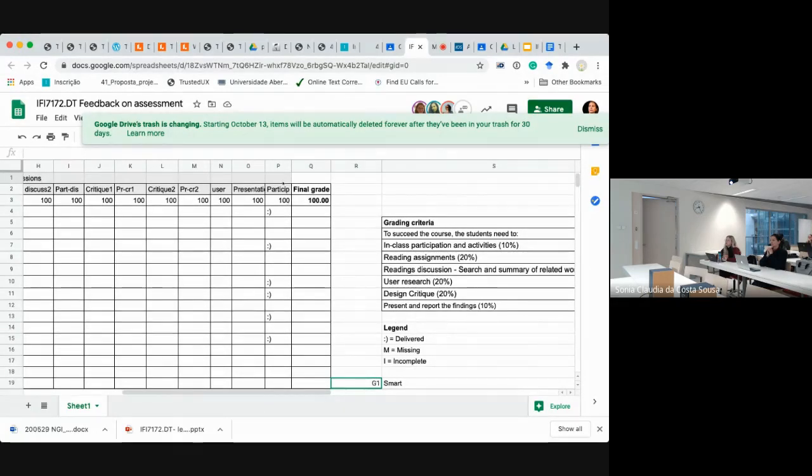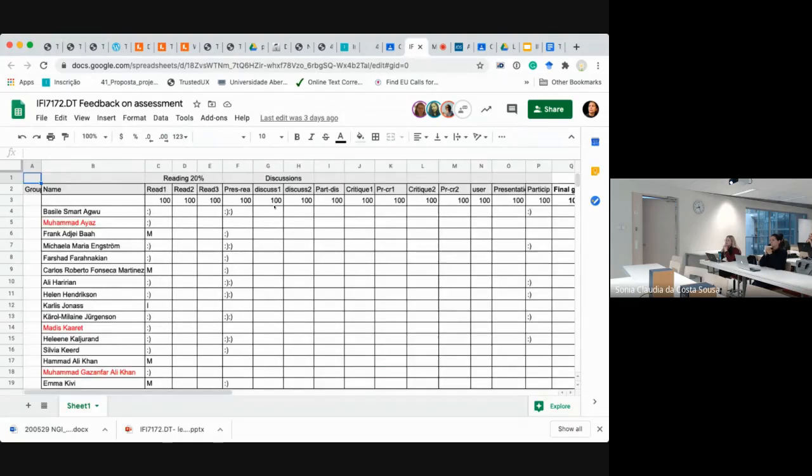Then it goes here, participation. So then you have reading assignments, you have reading discussions, user research, design critique. You already started working on this part, and present reportings in the end. All of this I calculated as 100%.